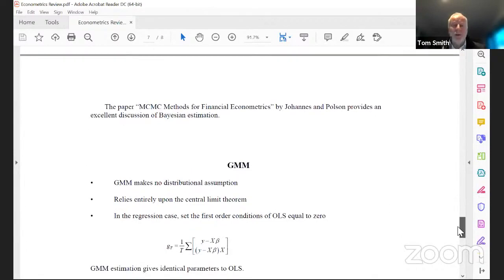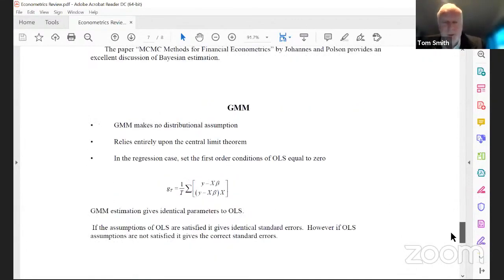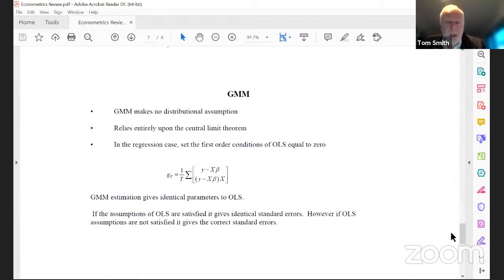The third method that's used is GMM, the generalized method of moments. And it makes no distributional assumptions whatsoever. It just relies on the central limit theorem. That is, in a large sample, the means of what you're estimating will be normally distributed, and that always works. In the regression case, you simply set up moment conditions for the first order condition of ordinary least squares.